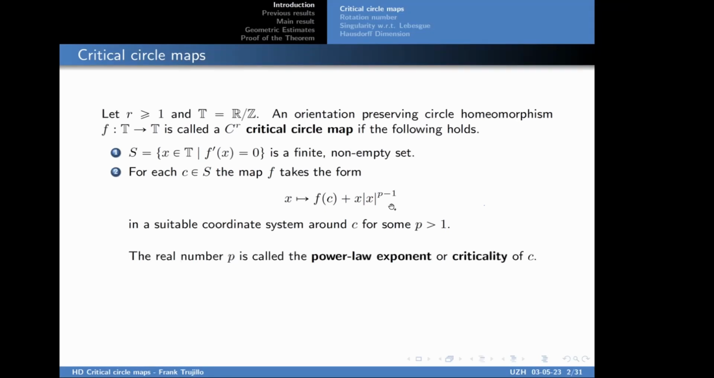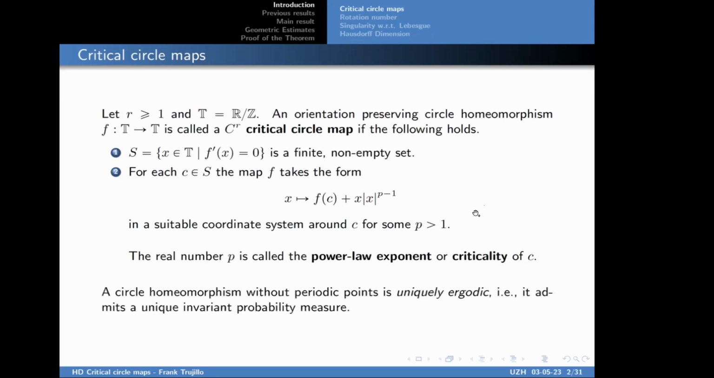Okay, so this exponent that I have here in this formal definition is sometimes called the power law or the criticality. And it turns out that for a circle homeomorphism, not necessarily a critical circle map, if you don't have periodic points, then your map is uniquely ergodic. So today what I want to do is to discuss a little bit the properties of this unique invariant probability measure associated to critical circle maps.